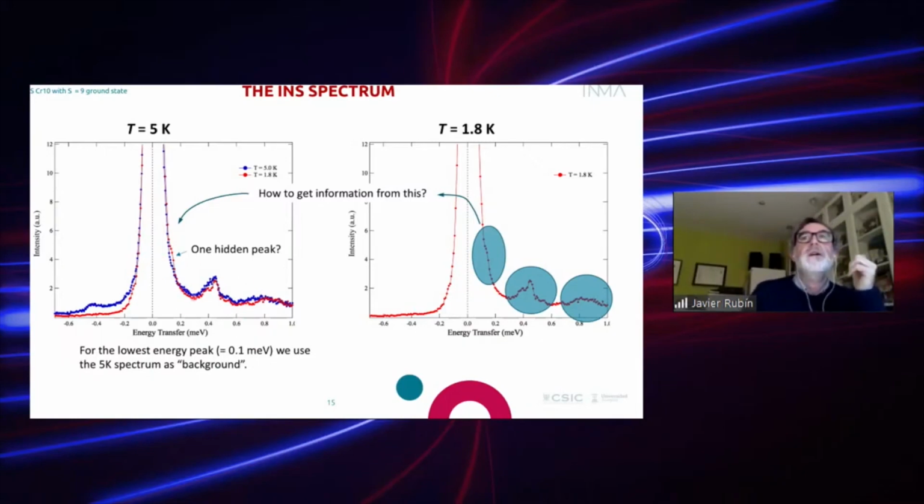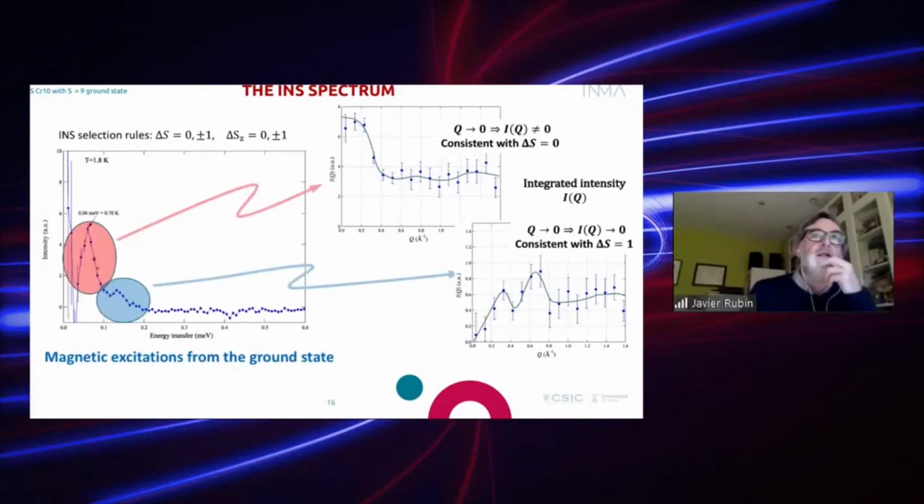So what we see here is that the very low energy excitations are almost absent in the 5K spectrum, right? So to get information from these parts, we use this spectrum, and what we get is this. This is close to the elastic peak. We see not only one peak from that small bump, but 2 peaks.